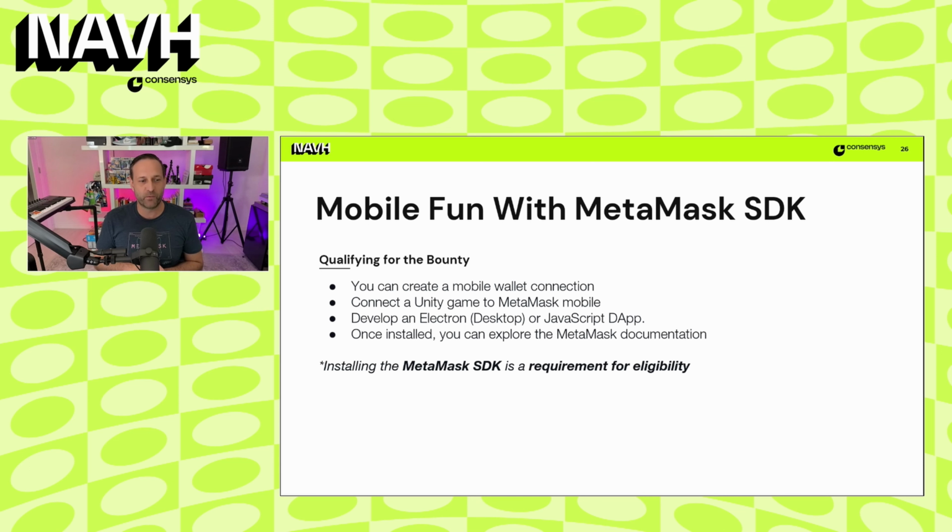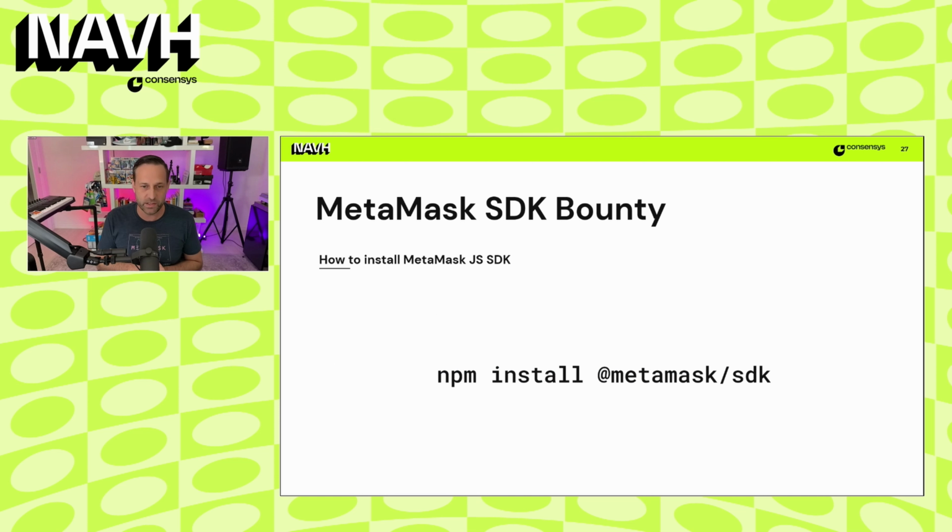So qualifying for our bounty is pretty easy. It's pretty wide open, I should say. You can create a mobile wallet connection. You can create a Unity game that links up to MetaMask Mobile. You can develop an Electron, a desktop, or even a JavaScript app using React or your favorite framework. Basically, once installed, you can explore the MetaMask documentation, and installing the MetaMask SDK is a requirement for eligibility. So the next two slides will just show you how you can easily do that.